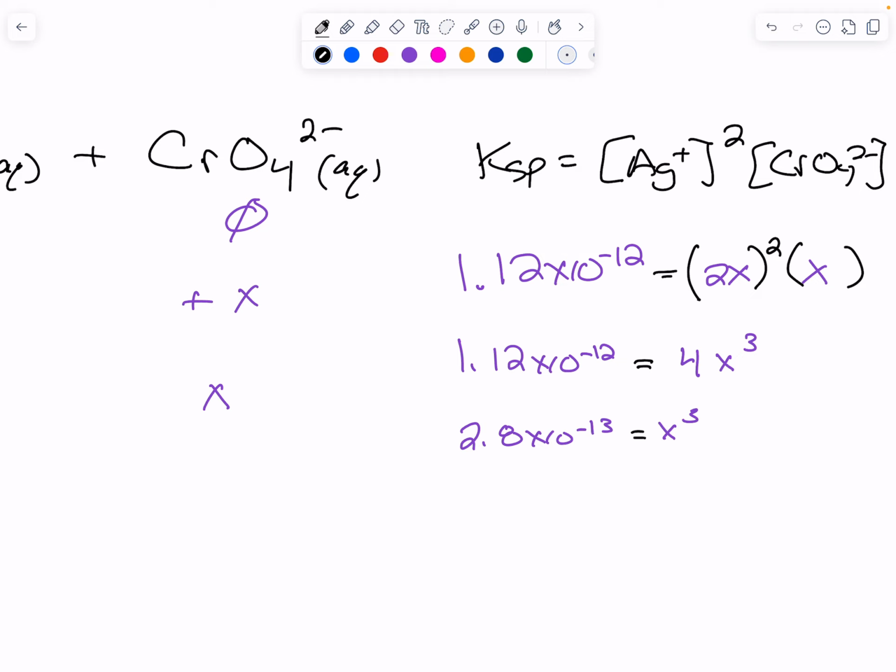And so now we got to take the cube root, all right, or to the 1/3 power, however you want to do it. I get 6.54 times 10 to the negative 5th for x.